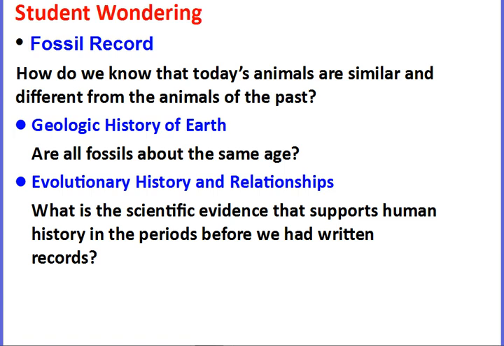Evolutionary history and relationships. What is the scientific evidence that supports human history in the periods before we had written records? So, there's only been written history of what has transpired on Earth for a relatively brief period of time, considering how long the Earth has been around. So there's a lot of scientific evidence that scientists rely on to help them to understand what went on before there were these written records.